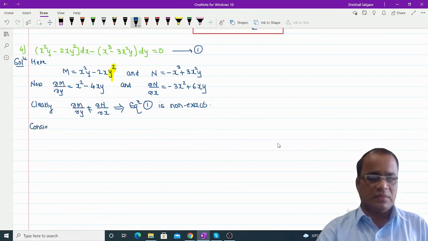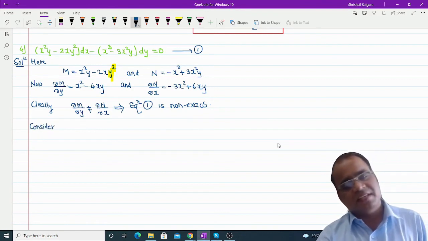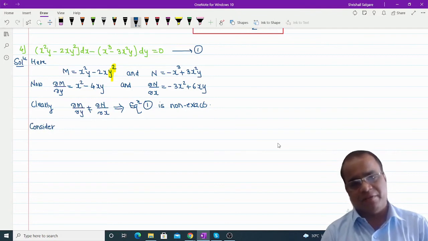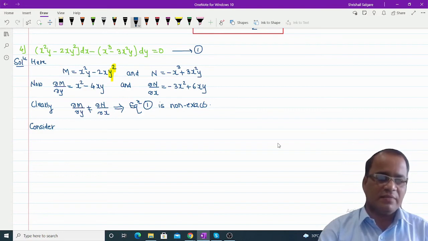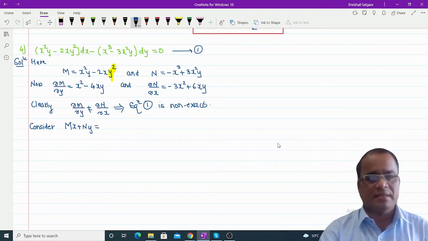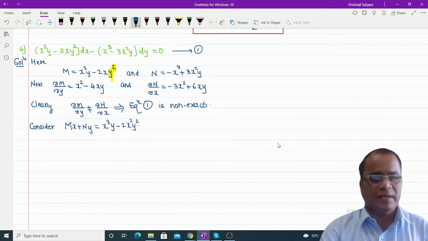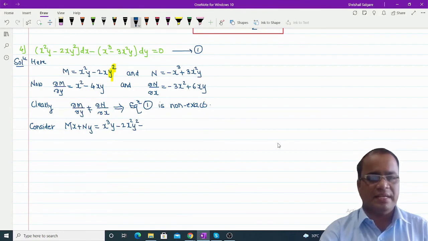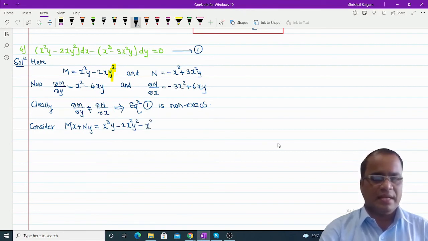First one. Because the given equation is homogeneous, with degree 3 everywhere, as you can observe, I will consider the factor mx plus ny. Now if you multiply by x, it becomes x cube y minus 2x square y square, and the next term is minus x cube y plus 3x square y square.